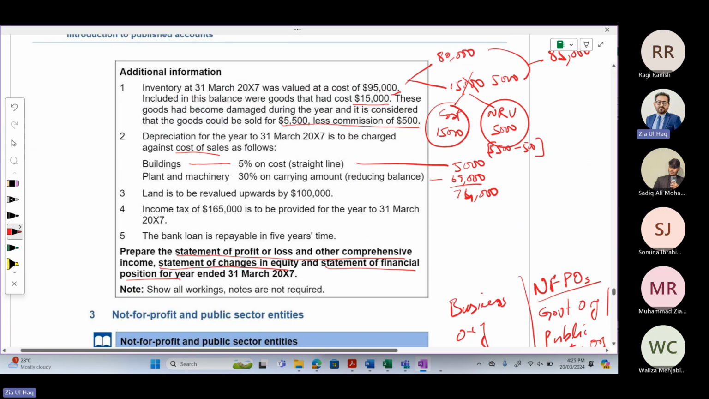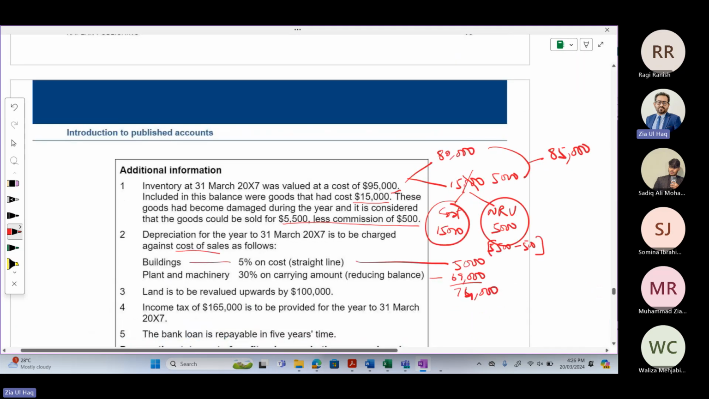Land is to be revalued upward by 100,000. Land value should be updated by 100,000. This will be recorded as gain on revaluation in other comprehensive income, and this 100,000 should be added to the land. Can you understand this? Income tax 165 for the current year, and bank loan is for 5 years, meaning long term.